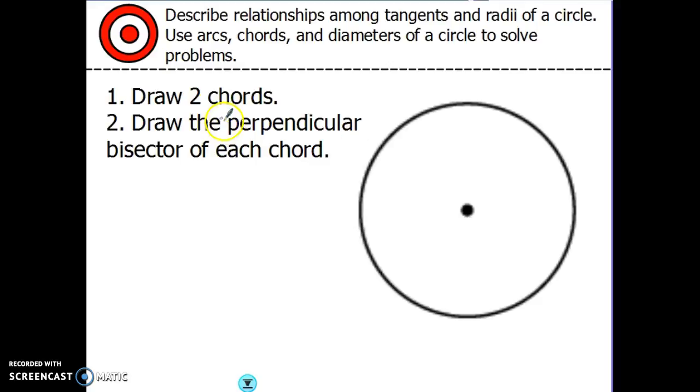So let's say I have a circle and I ask you to draw two chords. A chord is anything that has two endpoints that are on the circle. So like this segment would be a chord. This segment would be a chord. It doesn't have to go through the center. It could. The chord that goes through the center is called the diameter. But as long as it has endpoints on the circle, then it's considered to be a chord.